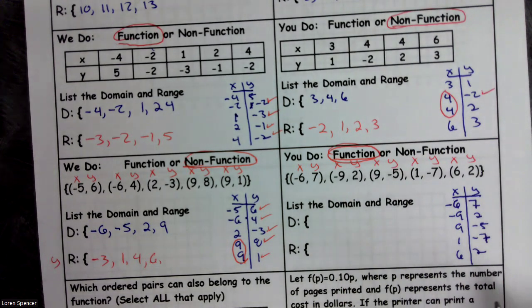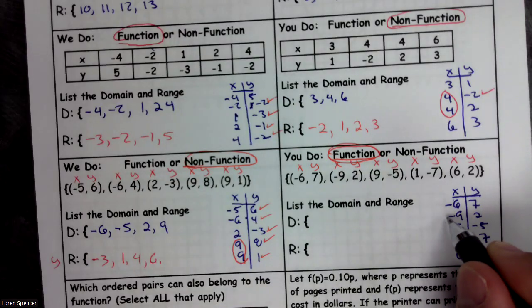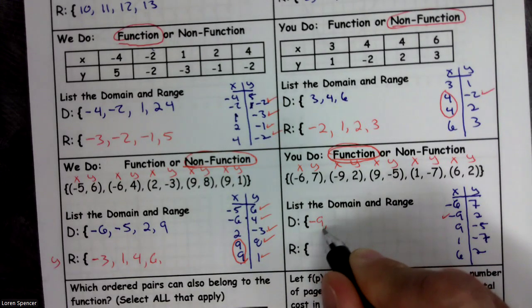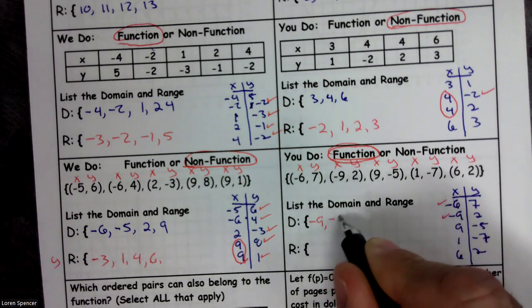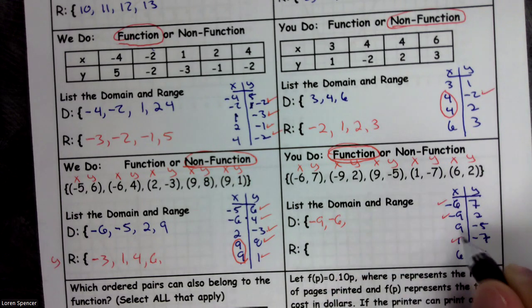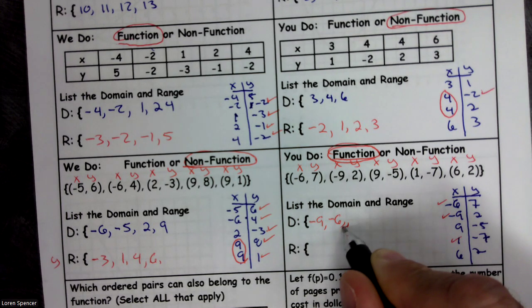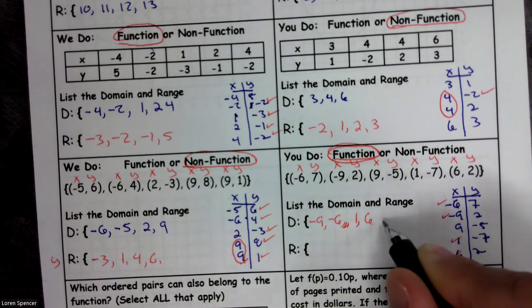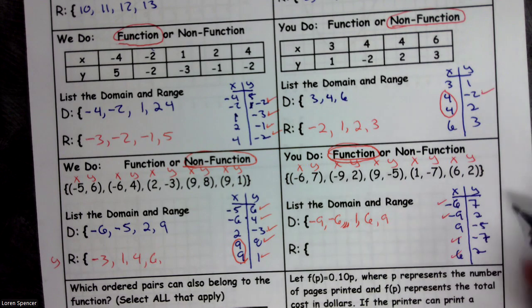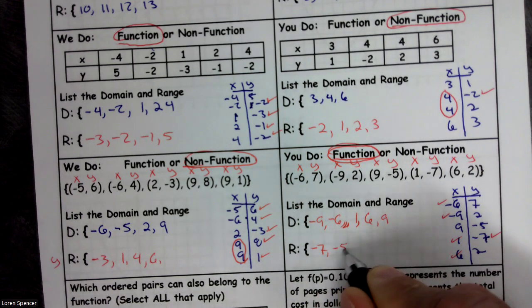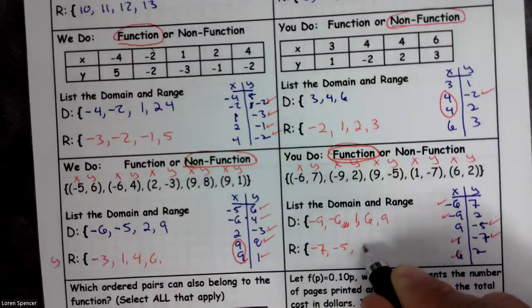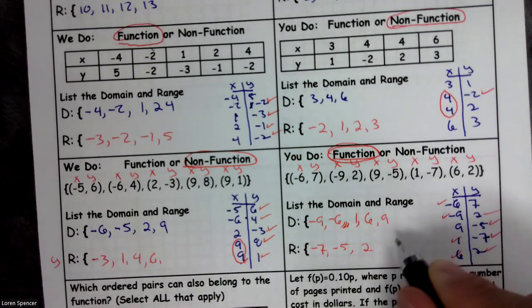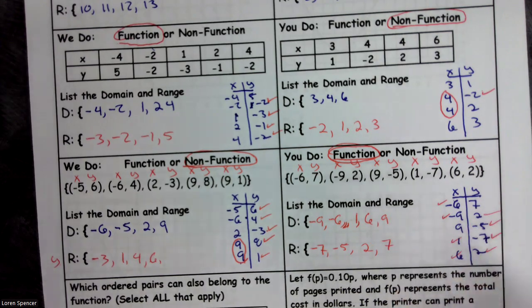And then it asks us to list the domain. Again, we're going to go in least to greatest order, where the least number is -9, followed by -6, followed by 1, then 6, and last 9. Going to the range, the smallest value or furthest to the left is -7, followed by -5, followed by 2, and we have 2 of those, and we only need to write it the one time, and then we go to 7.